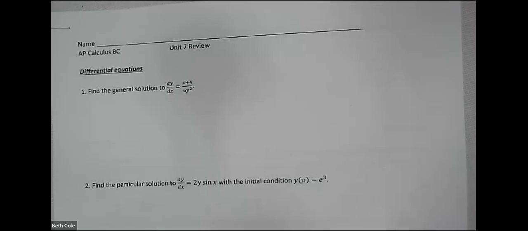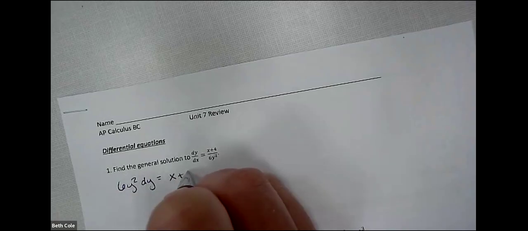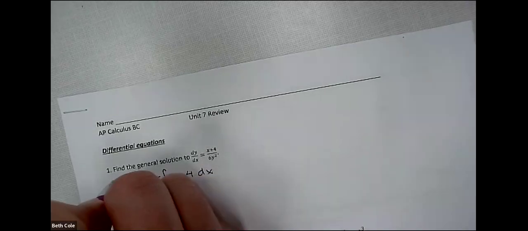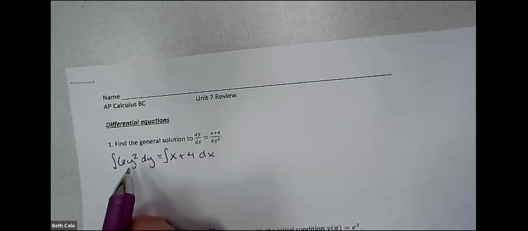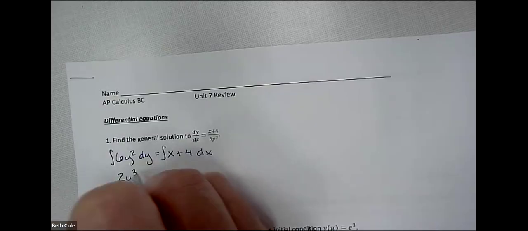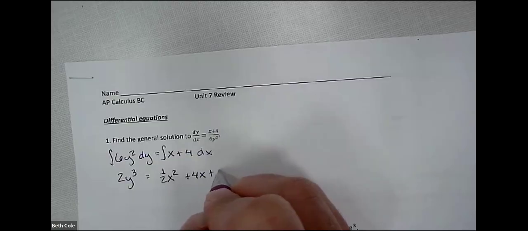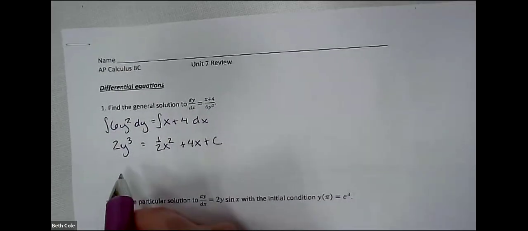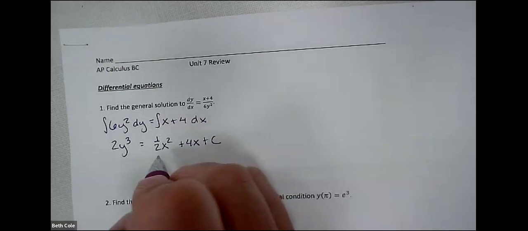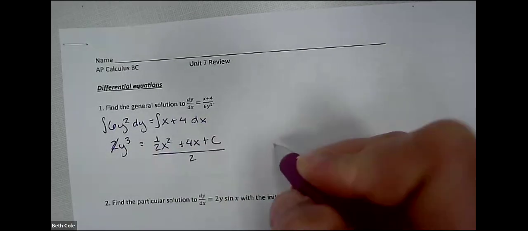So beginning with differential equations, we're going to find the general solution, which means we're going to leave c in there. So I'm going to multiply the 6y squared over, and then multiply the dx over. Antiderivative, this would be 1/3 y cubed, but there's already a 6 there, so it is going to be 2y cubed. And then on this side, 1/2 x squared plus 4x plus c. We don't have an initial condition, so just keep going. We're going to divide everything by 2. And then your last step would be to do a cube root.